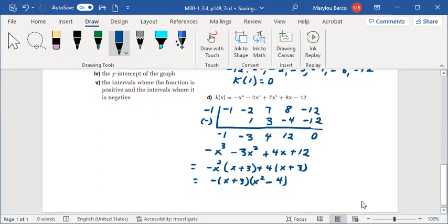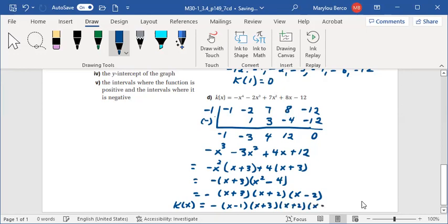So we have negative, x plus 3, x plus 2, x minus 2. So k of x is equal to negative, x minus 1, x plus 3, x plus 2, x minus 2. Okay, so the x-intercepts of the graph are -3, -2, 1, and 2.